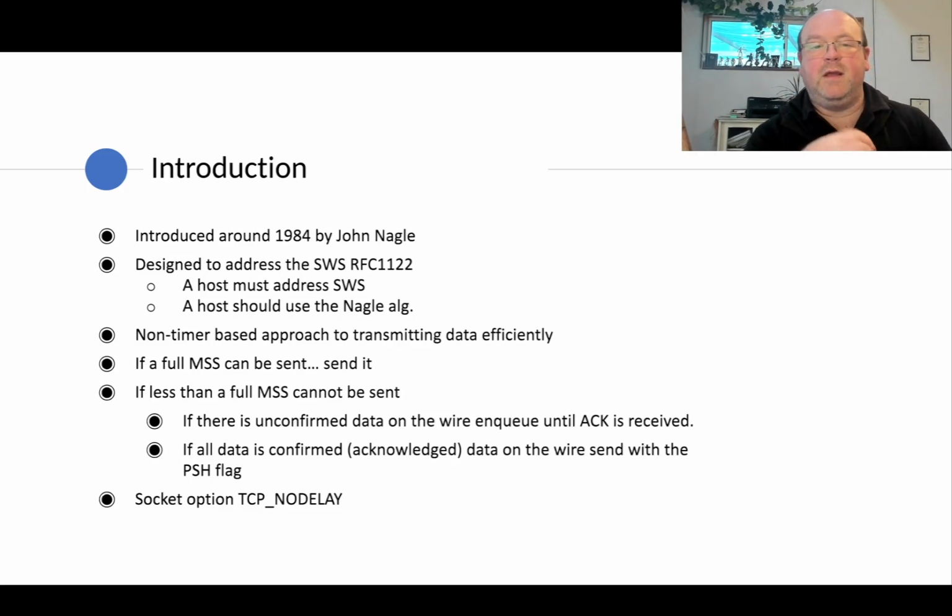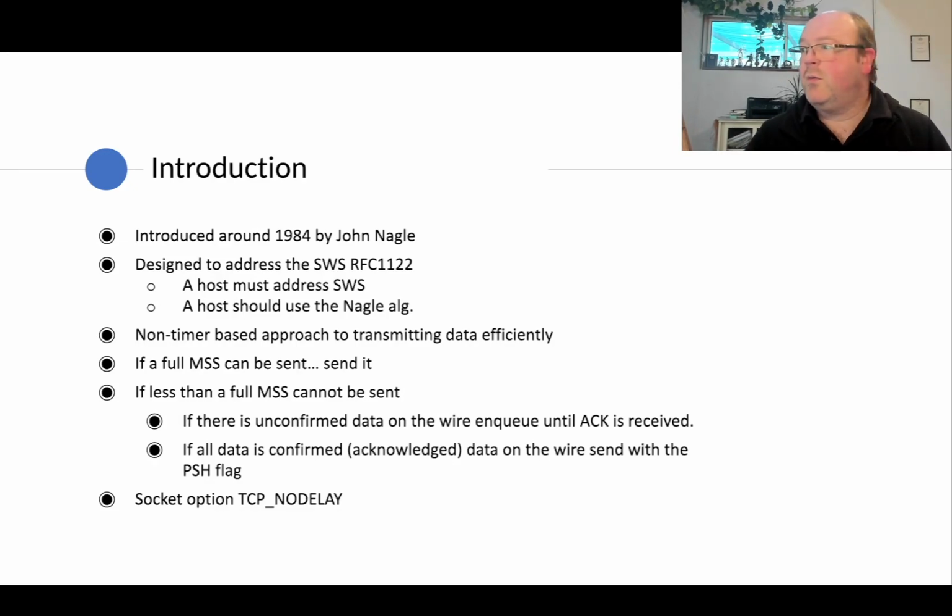Now, in applications that do have small messages going back and forth, so databases, RPC, Windows file sharing as an example, you can actually disable this behavior by setting the socket option TCP no delay. But that is as much as the application can influence Nagle. It can either turn it off or it can leave it on.